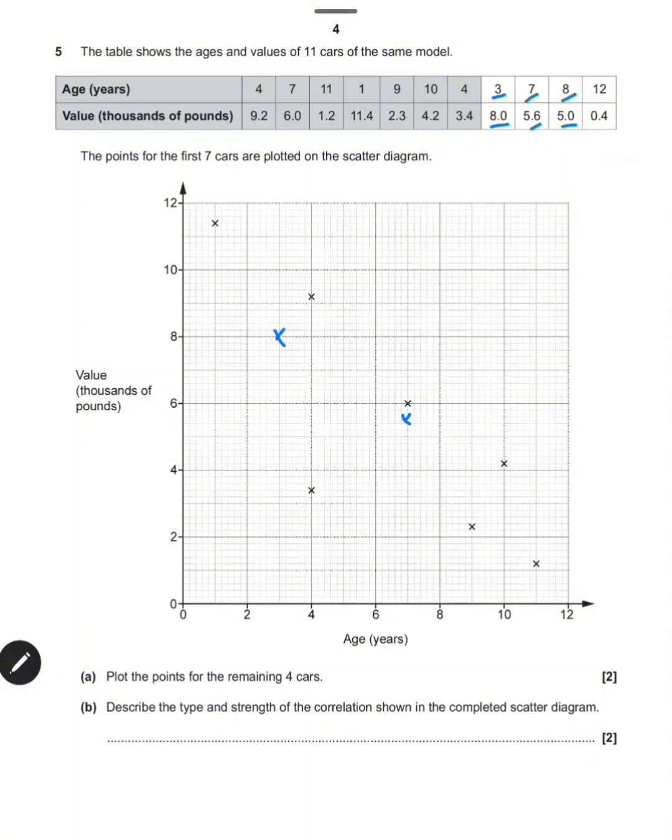And across to 8 and up to 5, that's a nice one. Across to 8 and bang on up to 5. And then across to 12 and up to 0.4. Across to 12, remember we're going up in 0.2s. So 0.2, 0.4, right there.